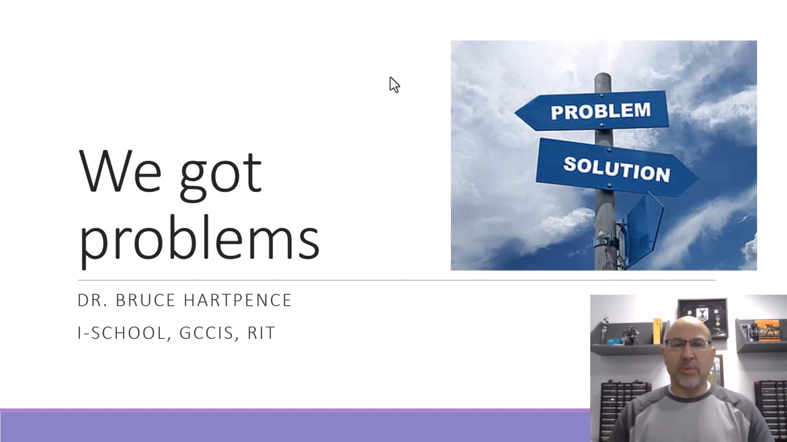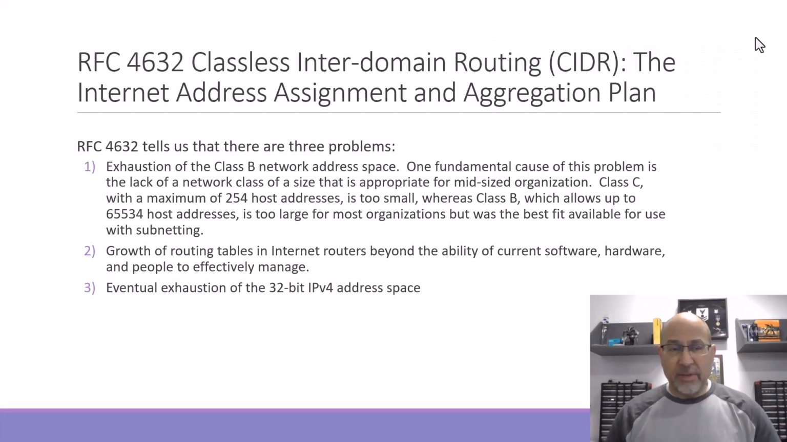The problems that I'm talking about specifically are a couple of really big ones with addressing and with routing tables, but we've talked about these a couple of times before. But because there are so many videos, I thought I'd point you in the right direction. So first up, RFC 4632, classless interdomain routing, sort of outlines all of these particular problems. And so 4632 tells us that there are three main problems. The exhaustion of the class B address space. This is fundamentally caused because of all the growth that we've had.